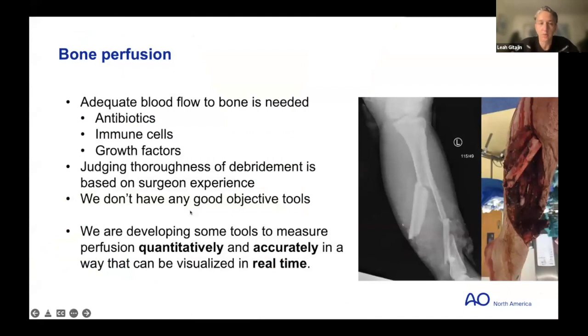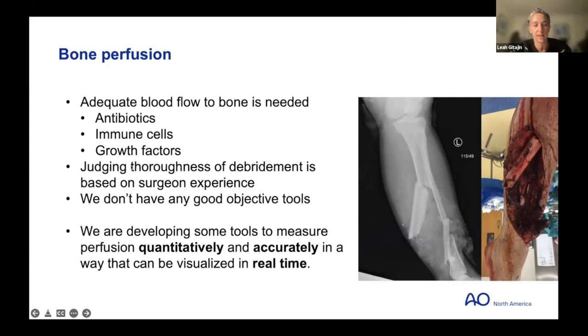We've talked a lot about how important debridement is, and it's because we need adequate blood flow to bone so that antibiotics can be delivered there, immune cells can be delivered there, growth factors. Nothing will heal if the bone is dead, and the infection won't go away when the bone is dead. We've talked a bit already about how much of an art this is. Judging the thoroughness of debridement is really based on surgeon experience. There are things like the paprika sign, you burr, but I can't tell you how many times I've stood in the operating room, burred some bone and squirted some saline on, and I'm like, is it bleeding? Is it not bleeding? It's not like a yes, no experience in the operating room. And so I would argue that we currently don't have any good objective tools.